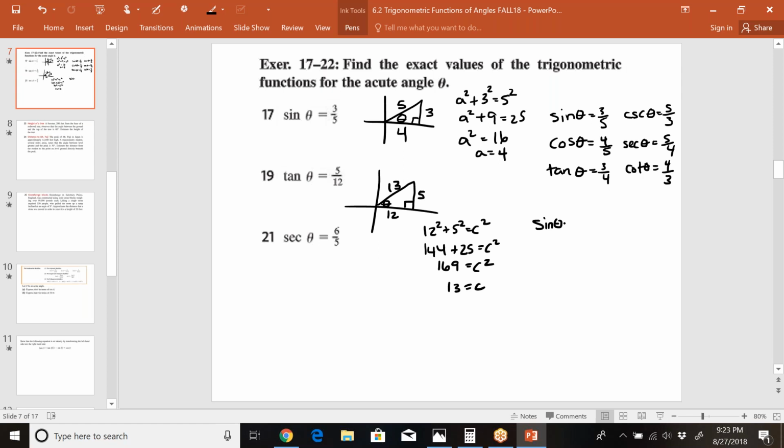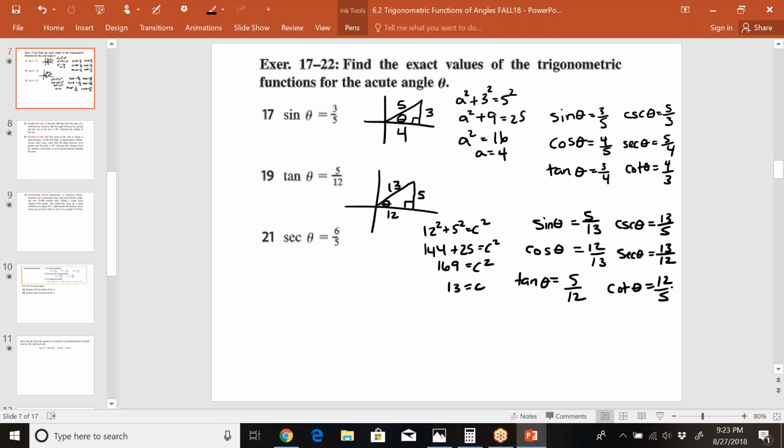Sine of theta is opposite over hypotenuse, so that'd be 5/13, which means cosecant of theta is going to be 13/5. Cosine of theta is adjacent over hypotenuse, so that's going to be 12/13, and then secant would be 13/12. Tangent of theta is already known, it's 5/12, which we could also see from our picture, which means cotangent of theta is 12/5. So that's the other two from that slide that we did not do.